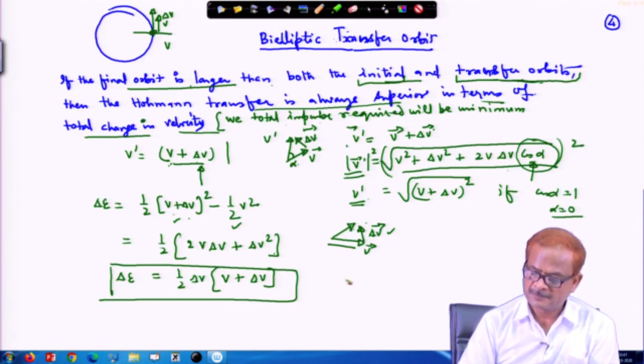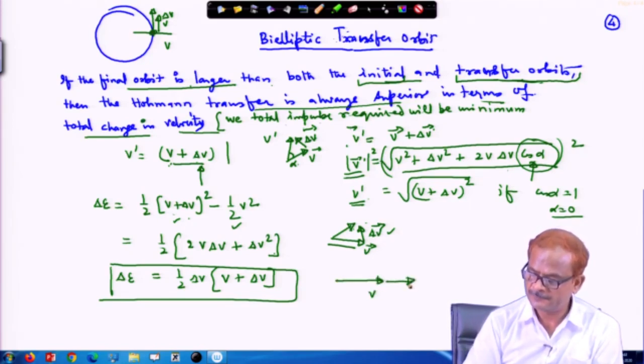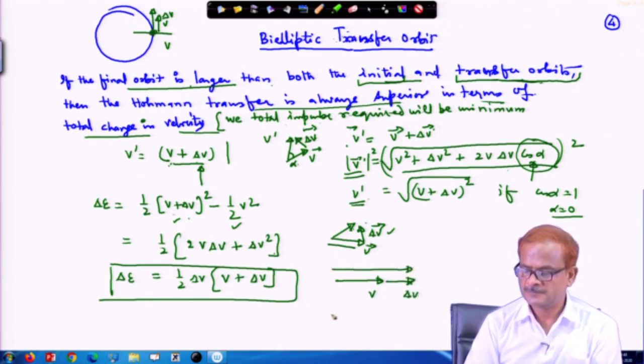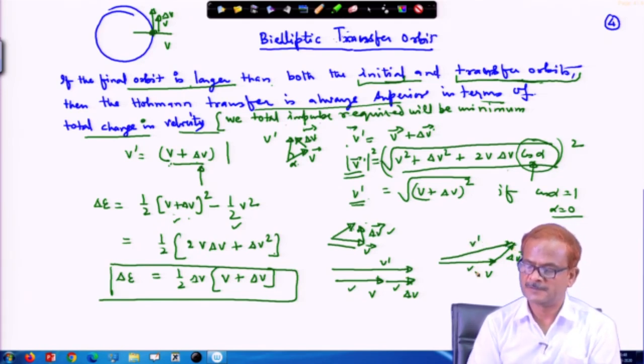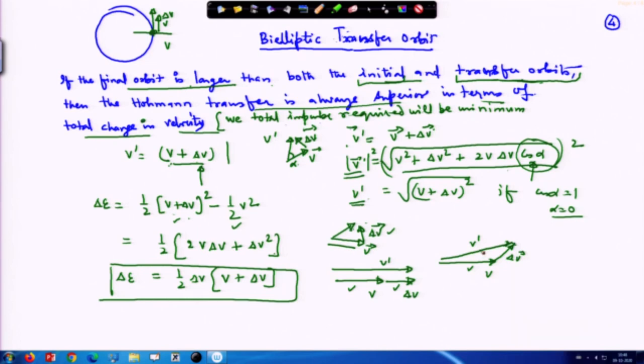What does this mean? If V is the velocity and we apply delta V in the same direction, we get the changed velocity V prime like this. But if V is in one direction and delta V in another, in spite of both being of the same magnitude, this V prime will be shorter in length. So this is not an efficient use of energy. In the Hohmann transfer, this is not only the minimum eccentricity transfer, as we proved earlier, but it also requires the lowest amount of energy, provided the initial and transfer orbits are both smaller than the final orbit. If this condition is satisfied, this will hold.